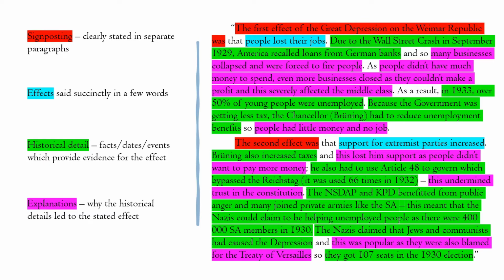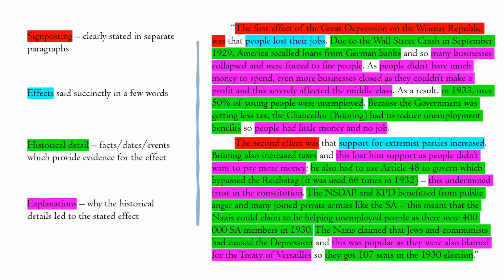People didn't have much money to spend, even more businesses closed as they couldn't make a profit, and this severely affected the middle class. Again, just explanations. At the end, people had little money and no job. So all those just explain the historical details and lead them back to the effect. The better paragraph of these two is definitely the second one, which hammers home this idea that extremist parties' support increased. So this lost him support as people didn't want to pay more money. Very, very clearly why Bruning increasing taxes led to people liking him less.